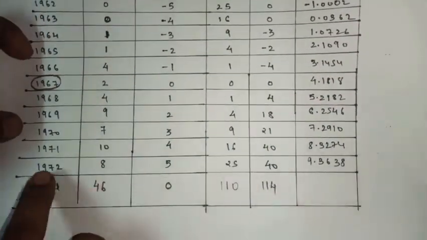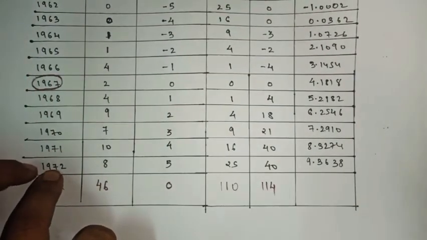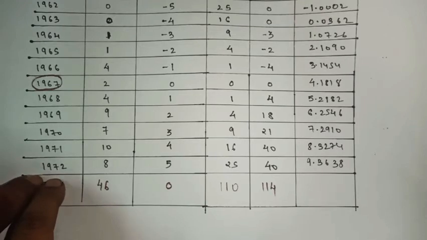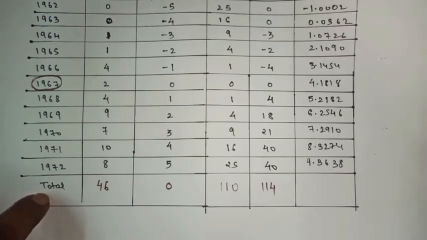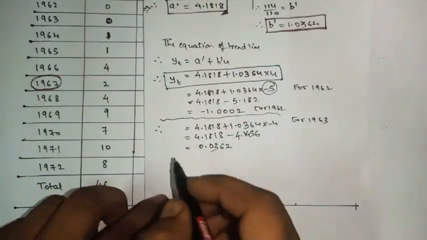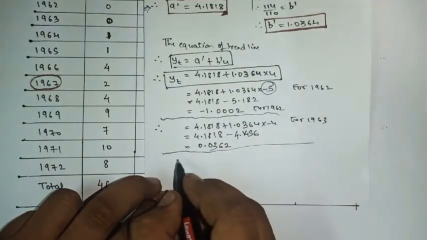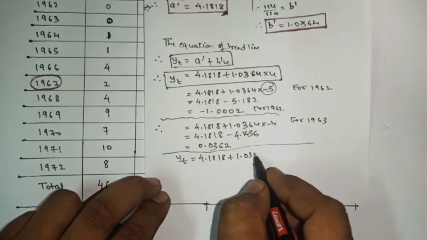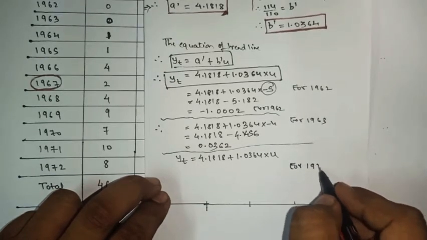Now listen here. Here the question, it is still 1972 only. So where is 1975? Assume that here we have 1973. Next value is 1973, and then after that 1974 and then 75. And then for 1975 you have to find the trend value. So to find the trend value, this is the formula, yes or no? After that we got this value, that is yt is equal to 4.1818 plus 1.0364 into u.